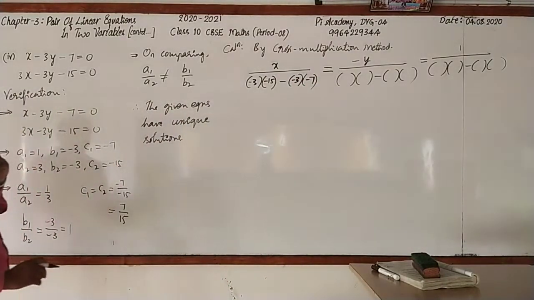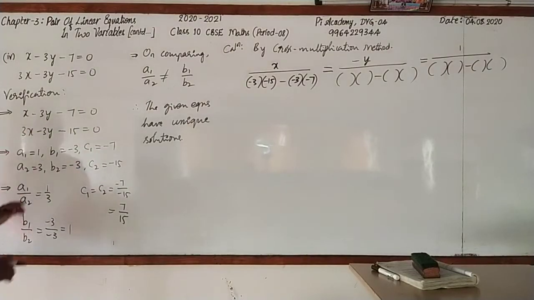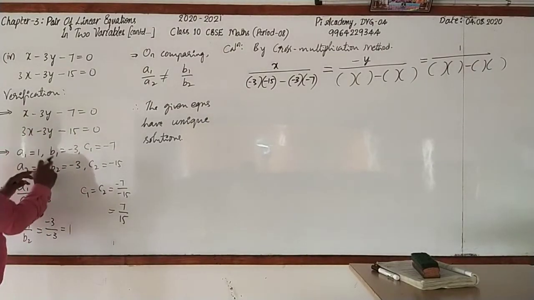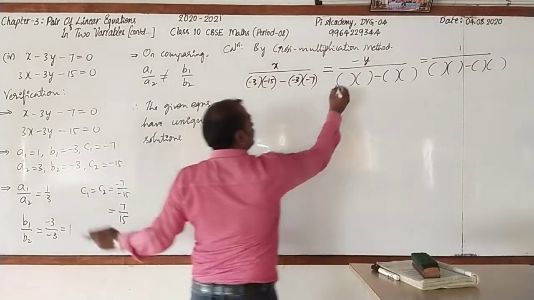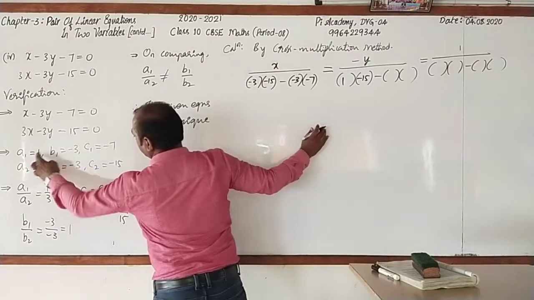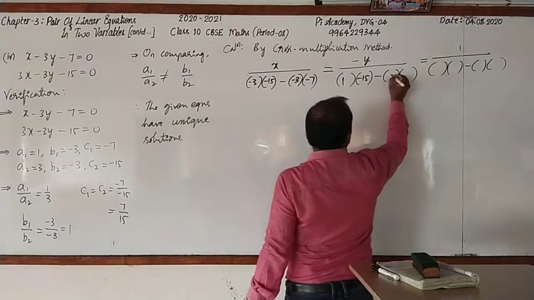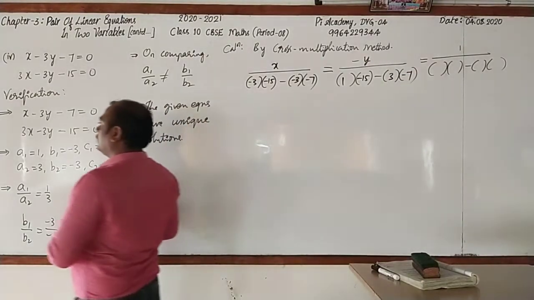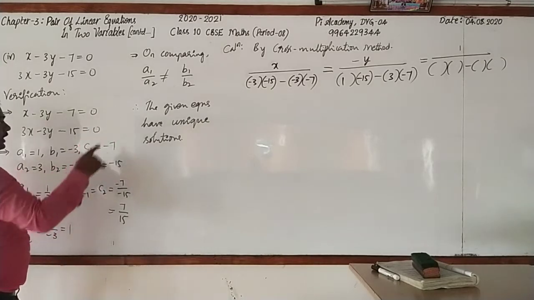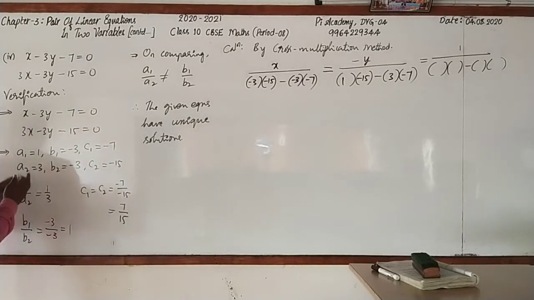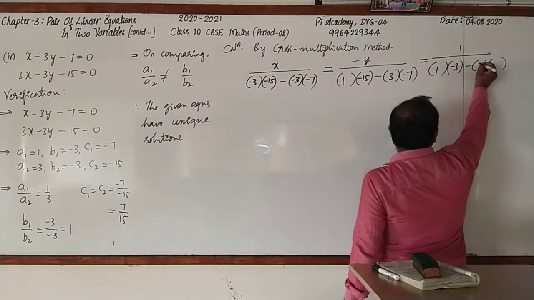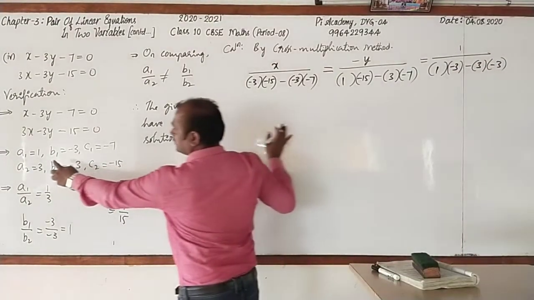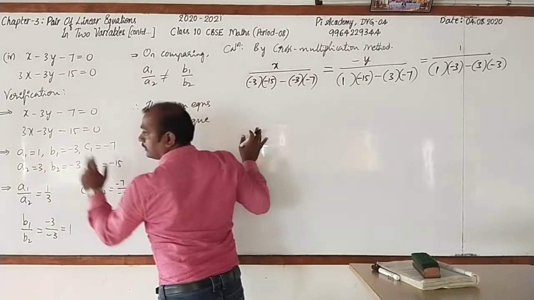Hope that you have understood. Next, minus y. Leave the coefficients of y, nothing but b1 and b2. Take the remaining: 1 and minus 15, 3 and minus 7. Next, 1 by, to fill that, you have to leave c1 and c2 and take the remaining a1, a2, b1, b2 and cross multiply: 1, minus 3, 3, minus 3. Check, once you observe, 1, minus 3, 3, minus 3.